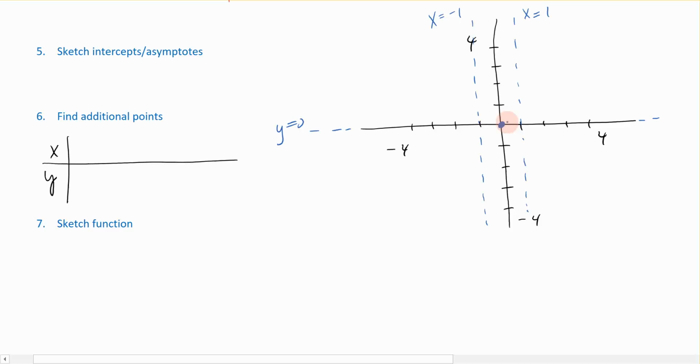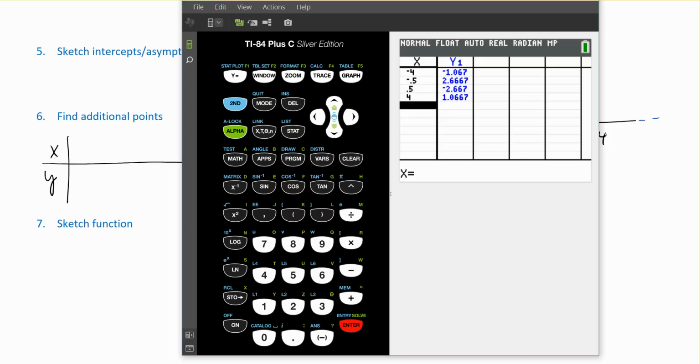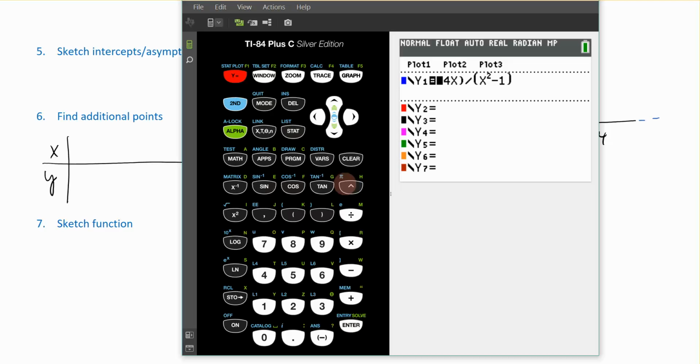After that, I don't really know what I have, but I'm going to go ahead and put my function into my graphing calculator at this point. So I've already done that. And if you come over here, I've got it graphed on the y equals screen. Remember that when you're graphing a rational function, the numerator and the denominator should be surrounded by parentheses so that you're telling the calculator to graph it correctly.